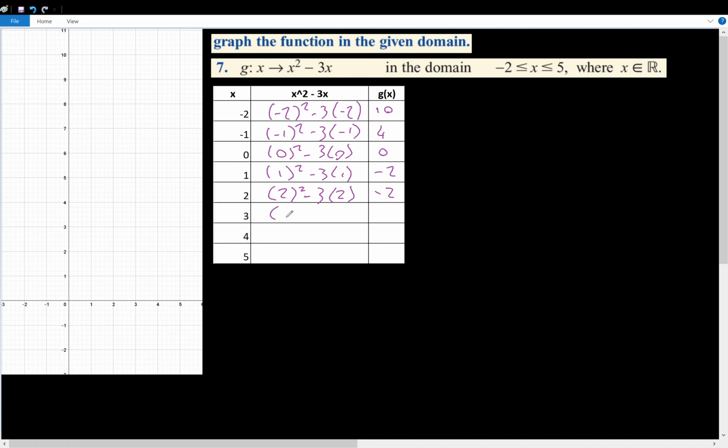We put 3 in, we're going to get 3 squared minus 3 times 3, which is 9 minus 9, so we get 0. We put 4 in, we're going to get 4 squared minus 3 times 4, which is 16 minus 12, so we get 4. And for the last one, put 5 in, and we get 5 squared minus 3 times 5, which is 25 minus 15, which is 10.